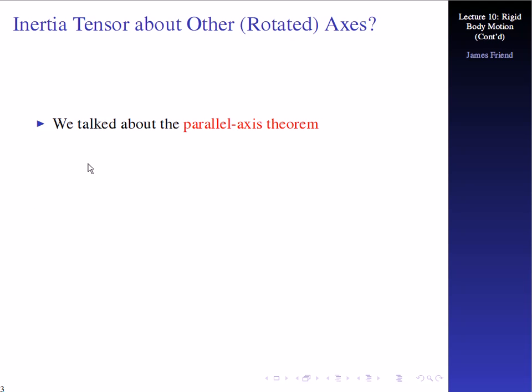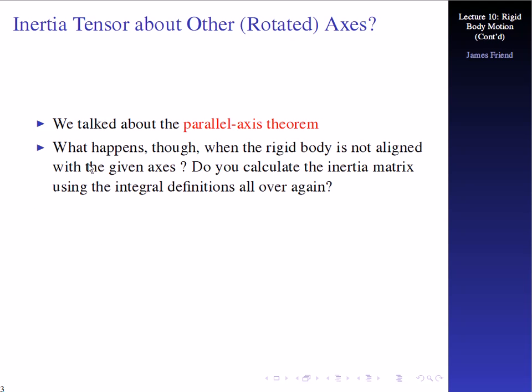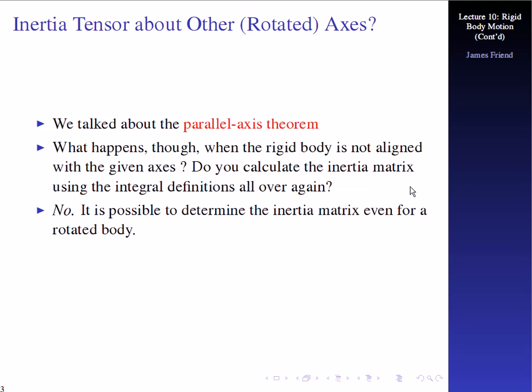We talked about the parallel axis theorem last time as well, and one thing we had to keep in mind is that the axes always had to be parallel. That, after all, is what the parallel axis theorem is all about. But what happens when the rigid body is not aligned with the given axes? Is it necessary to calculate the inertia matrix using integral definitions all over again? If you have a very unusual orientation for a very complicated body, that can be quite a nightmare. The answer is no.